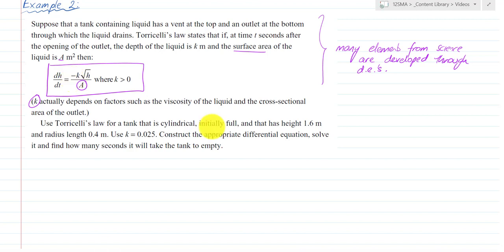Now, here's how this question works. And there's a little bit of a trick at the start, because we have two unknown constants.